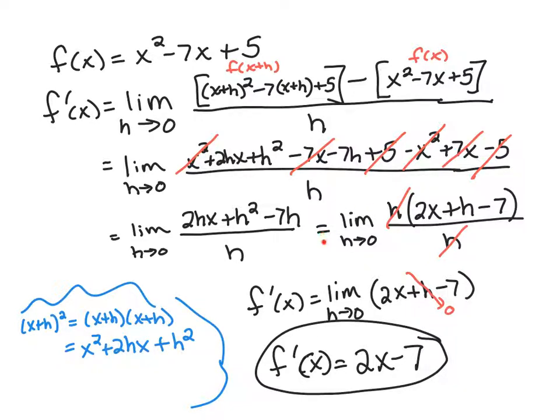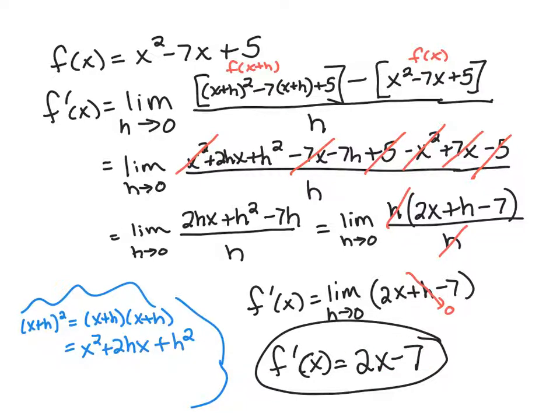That leaves me with just the limit as h goes to 0 of the stuff that's left. And once I've divided away, canceled out that h from the denominator, now I can plug 0 in for the remaining h. It goes away. My answer is 2x minus 7. What does that mean? It means that at any point on this parabola, if I want to know the slope of the tangent, I can just plug the x value into 2x minus 7 and get that slope.